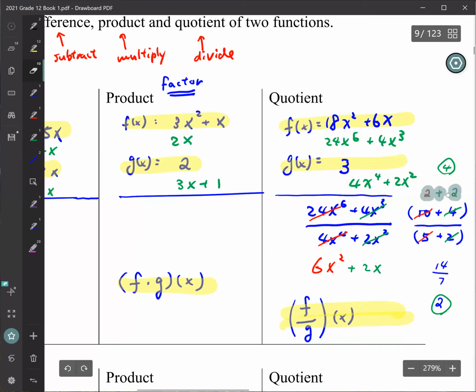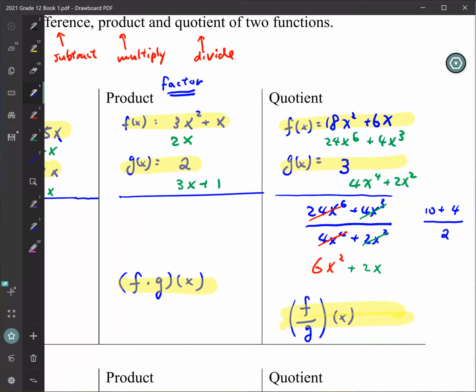So let's go back. Your answer is good, but I'm going to modify it so that it works. Let's say we have 10 plus 4 again, and I only divide by one thing. Let's say divide by 2. Okay Angela, what's the answer then? 7. It will be 7, right?